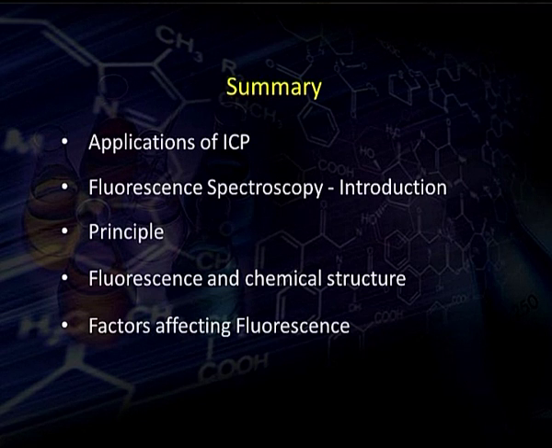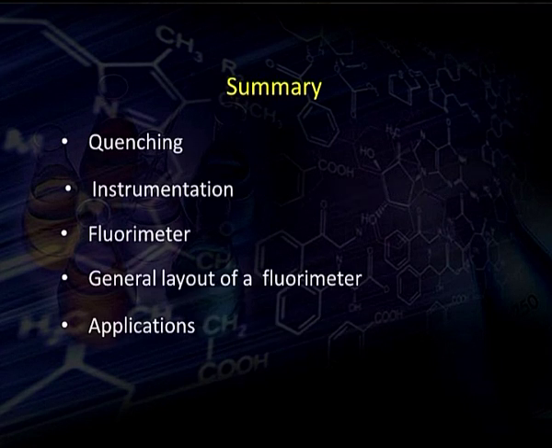Then we started the next technique, which was atomic fluorescence spectroscopy. We studied its introduction, its principle, fluorescence and chemical structure, factors affecting fluorescence, quenching and the various types of quenching, instrumentation, fluorimeter, the two types, single beam and double beam, the general layout of fluorimeter and the applications of fluorimeter. So, this was all about today's lecture.